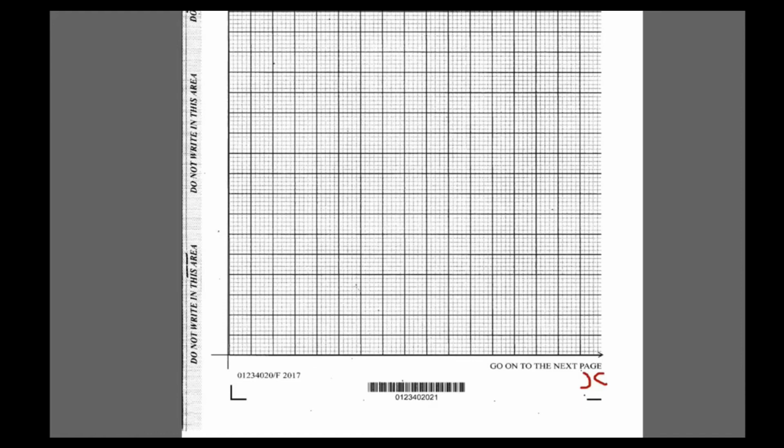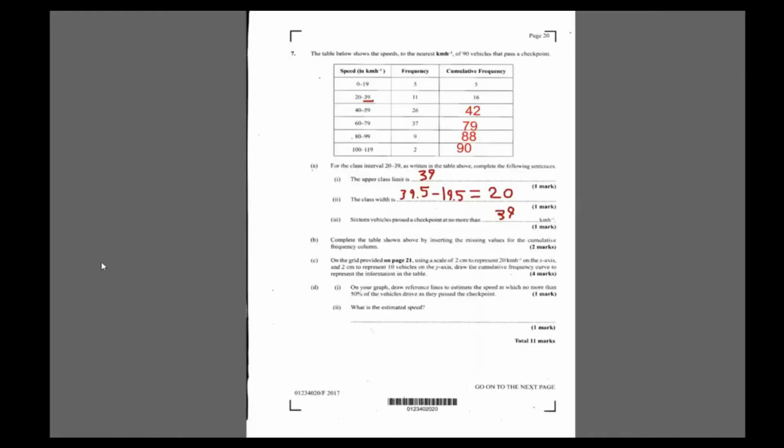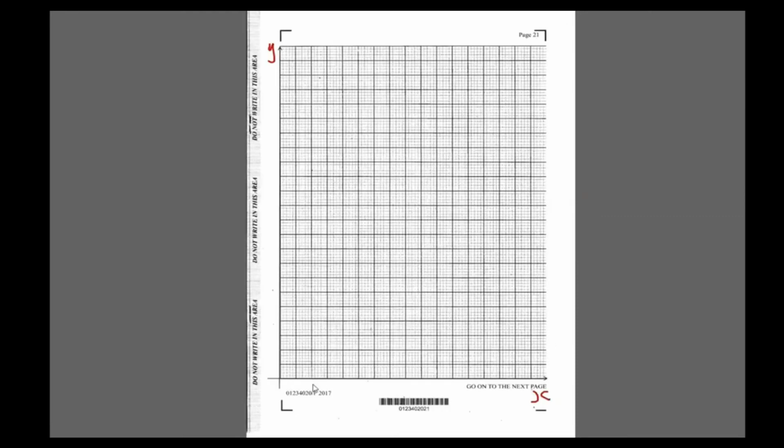What's the next thing now? What's the scale again? It says 2 centimeters represents 20 kilometers per hour on the x. So 2 centimeters represents 20, 40, 60, 80, 100, 120. That's what we have right there.